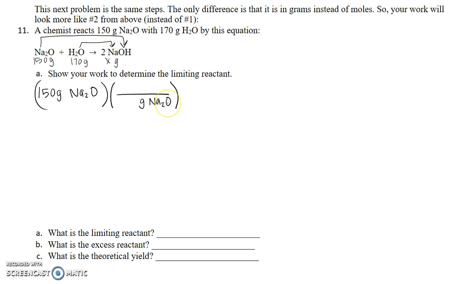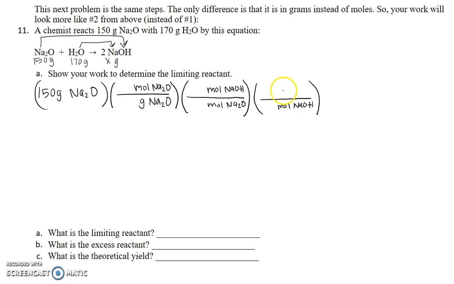I can turn grams of Na2O into moles of Na2O. If I set up another set of brackets, I want moles of Na2O to cancel. I'll put moles of Na2O on the bottom. I can go from moles of one compound into moles of another compound. I'm trying to get to moles of NaOH. And last but not least, once I'm in moles of NaOH, I want to get to grams of NaOH.